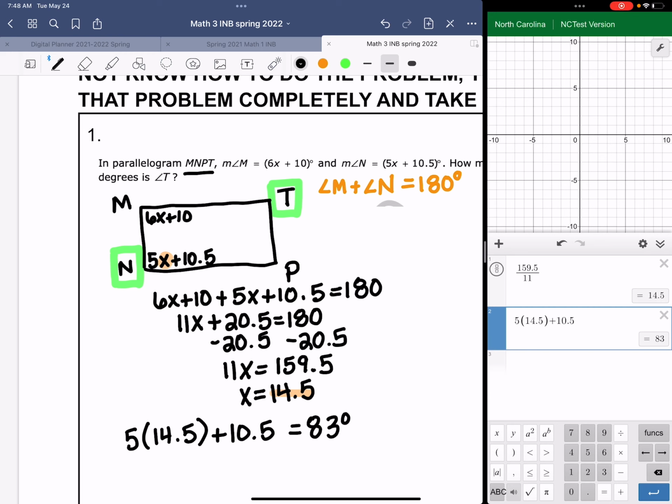Now, 83 degrees, again, is the measurement of n. So if we find the measurement of n, we find the measurement of t. So the degrees of t is equal to 83 degrees as my final answer.